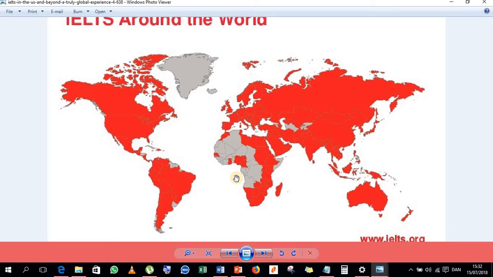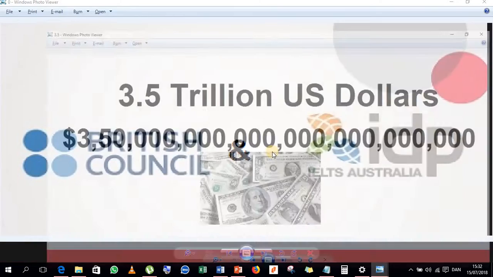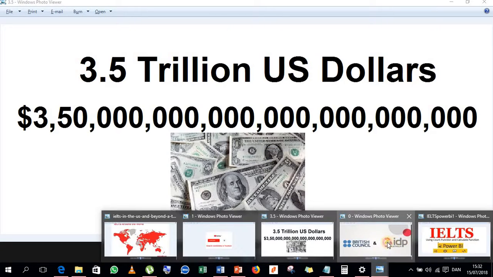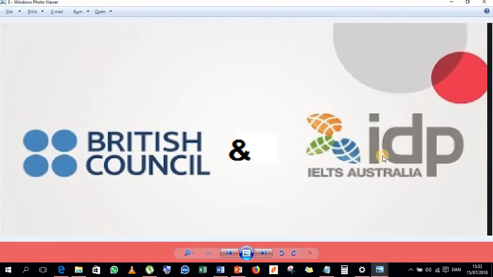It has basically generated $3.5 trillion to the whole world each quarter, each day, each week, each month, throughout the year. The problem is it has only two subsidiaries, the British Council and IDP Australia, and both these partners are making money right under our nose.